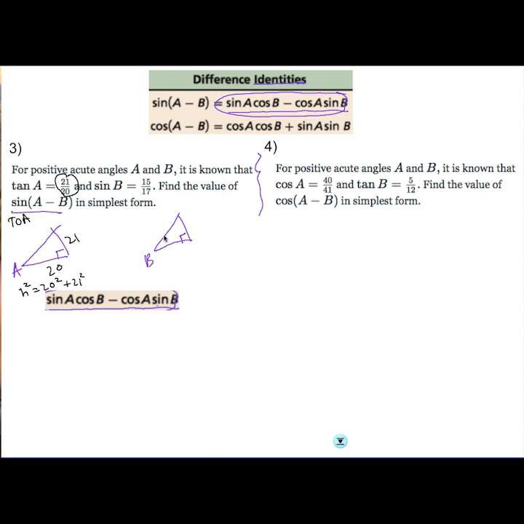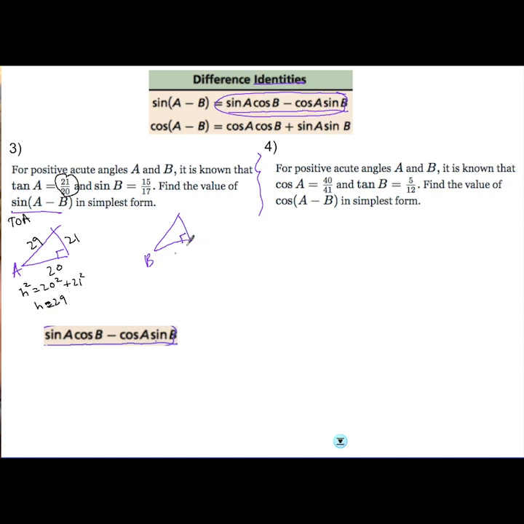Use our calculator here. Let's give ourselves a little room. 20 squared plus 21 squared. The square root of that is 29. Now, I did not do all that in my head, you guys. Use your calculator for that.